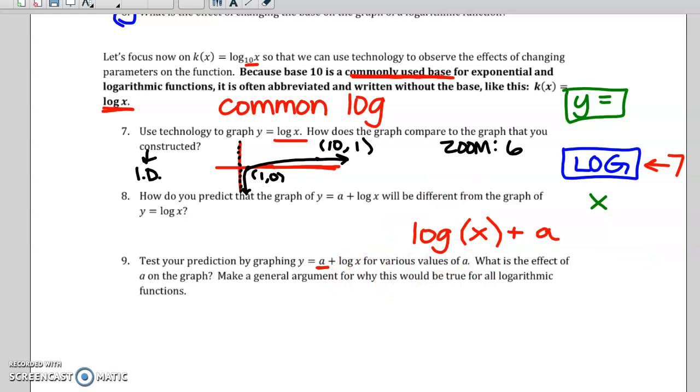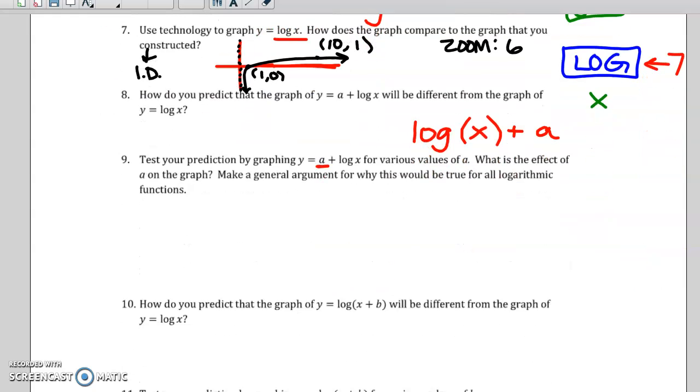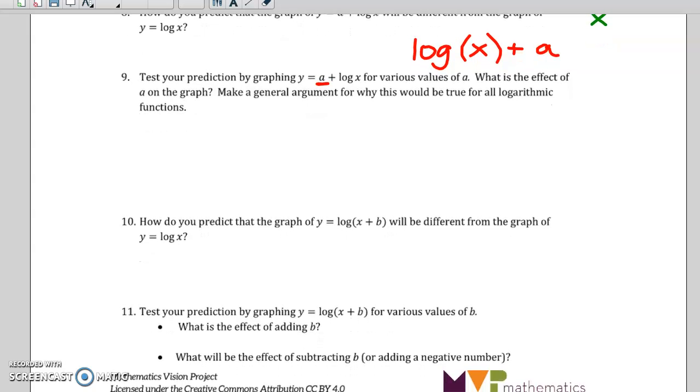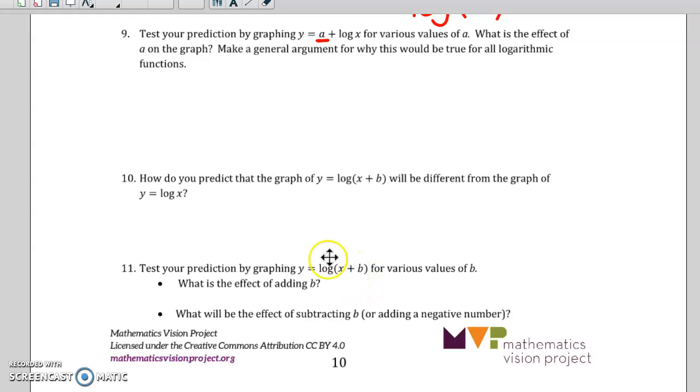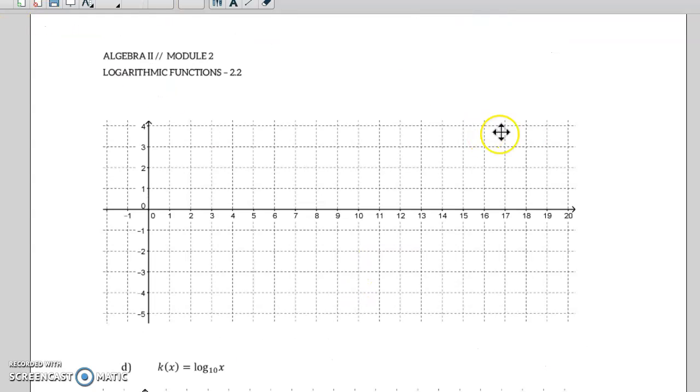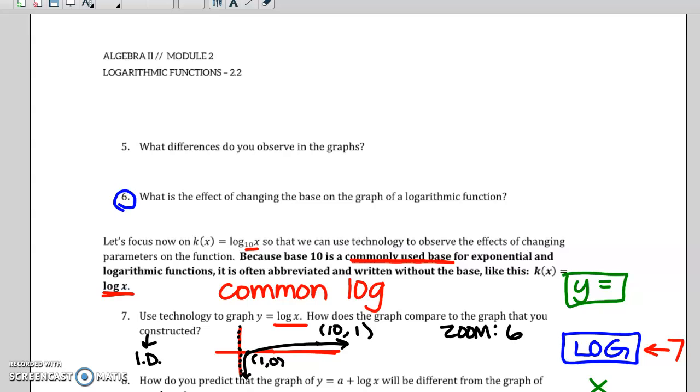Then you get to start making some predictions about where you think it will change if we have values added inside with x or outside of x. Okay, so you just pick some values for b and test those out.